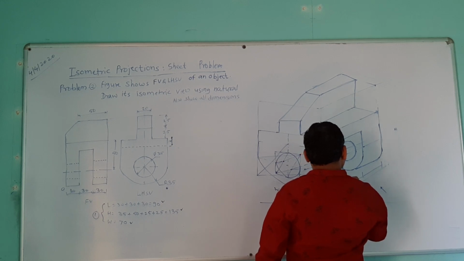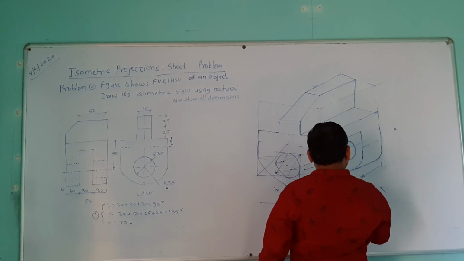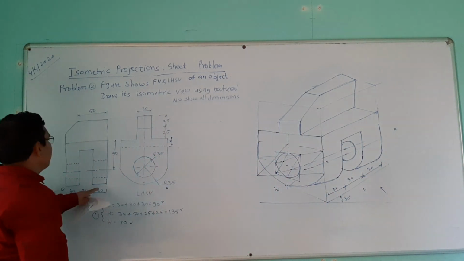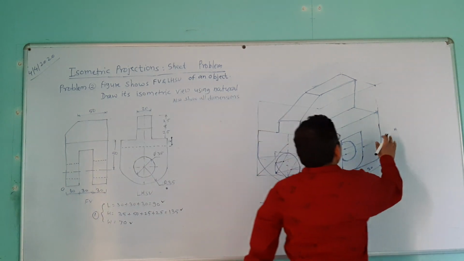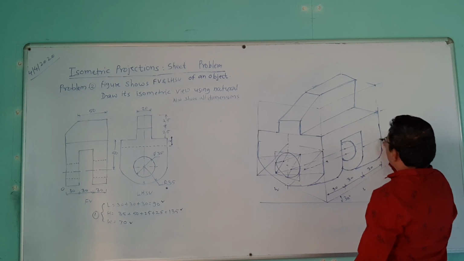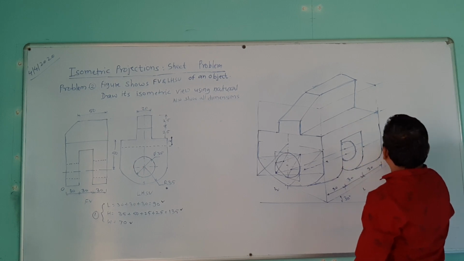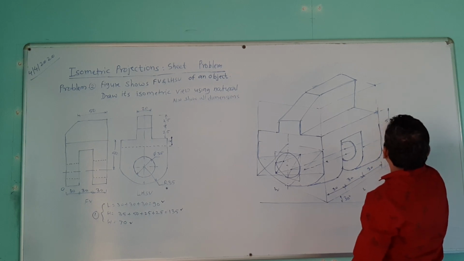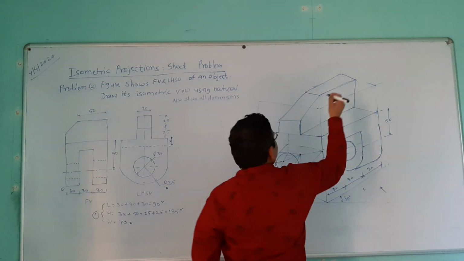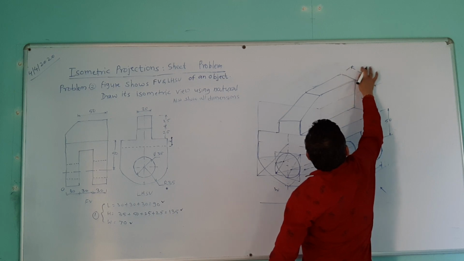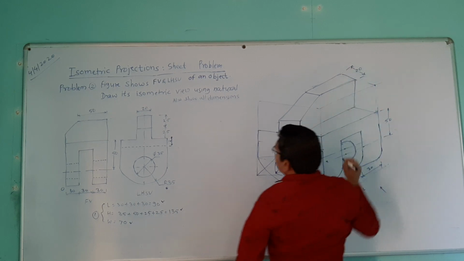So 30, 30, and 30. This dimension is given. Then from the center point, from this center point to this height, the dimension is given. So this is the center point. So this dimension is given 50. So 50 dimension, and then 20 dimension. So this dimension is given 20. So let us give this 20 dimension.